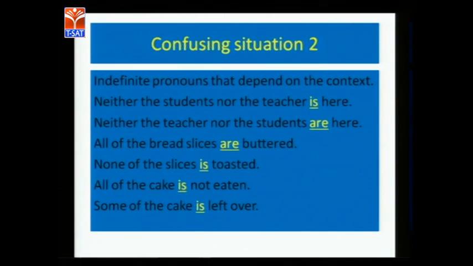Now look at the context of the first sentence. We say neither the students nor the teacher is here. Why are we saying is here? Because teacher is singular. Now I know I'm going against what I mentioned earlier, that the first noun is the subject, but here the noun that is closest to the verb is singular. So neither the students nor the teacher is here.